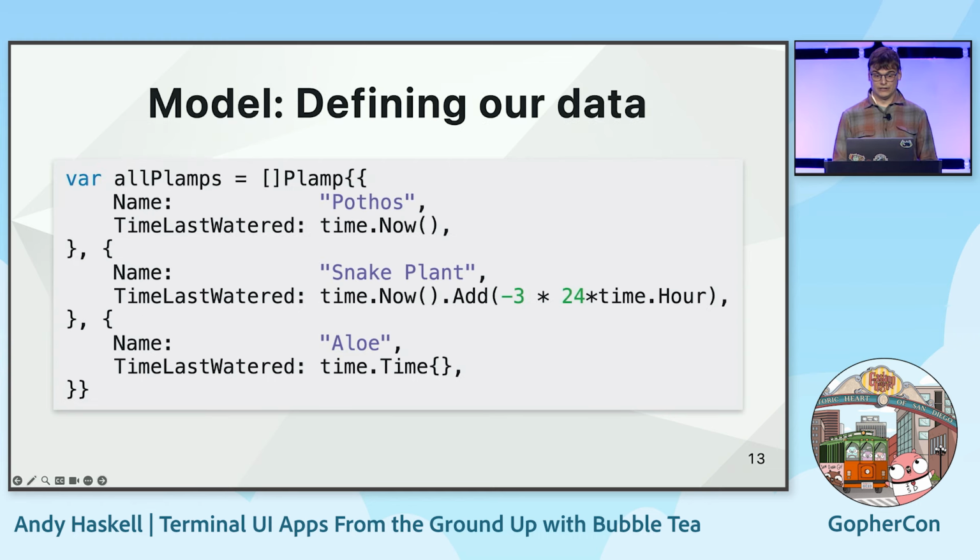So for initial hard-coded data, so we have some data to reflect in the front end, we got a pothos vine that was last watered today, a snake plant that was last watered 3 days ago, and an aloe plant we just got at the garden center and need to water. So with our plant type defined and our hard-coded data defined, let's go use this in the model implementation.